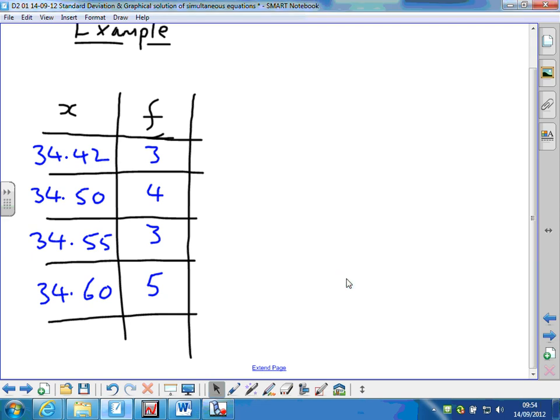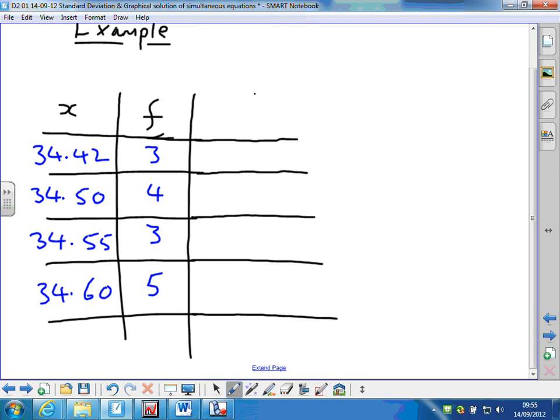So I want us to find the mean for this set of data. What do we need? We need a further column to the right here. What will that be for? fx. So I'd like you to find the mean of this set of data. And so I'll leave you just a few minutes to calculate that.